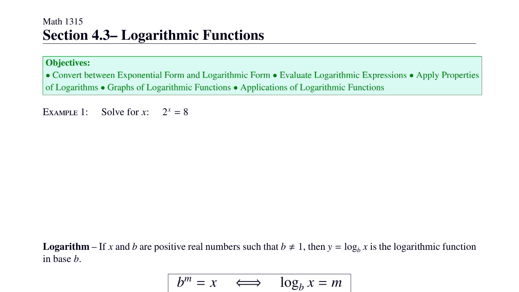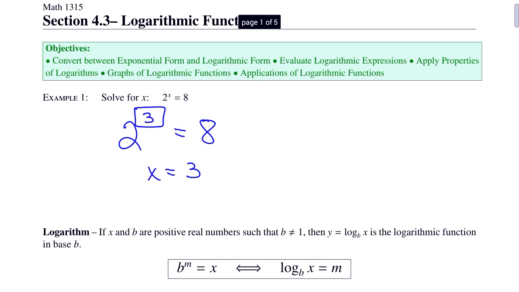Example 1 is a motivating example. Solve for x. 2 raised to the x power is equal to 8. So if you had 2, what power would you raise that to in order to get 8? Well, the answer is 3. And you would say, in this case, x is equal to 3. If you can do that, you can do logarithms. A logarithm is simply the exponent that comes out of an equation like this.